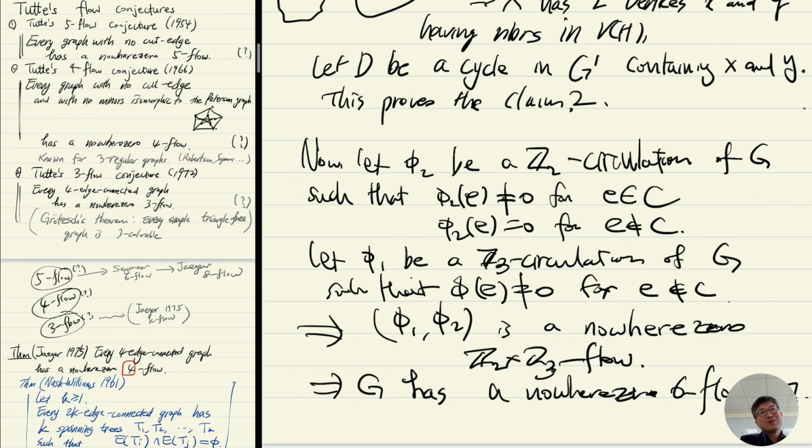5 is prime, so this group technique doesn't work. The only group of size 5 you can think of is Z5. So that's open.